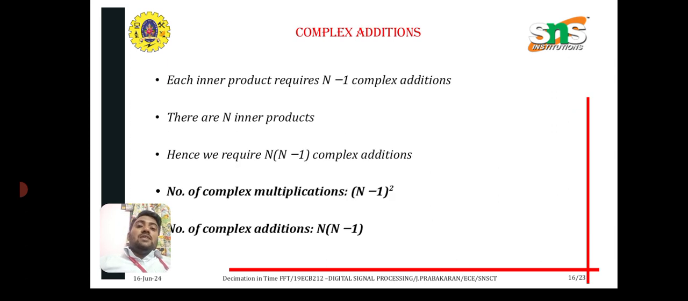Complex addition: each inner product requires capital N minus 1 complex additions. There are N inner products, hence we require N into N minus 1 complex additions. Total number of complex multiplications used in this computation is N minus 1 whole square, and the total number of complex additions is N into N minus 1.